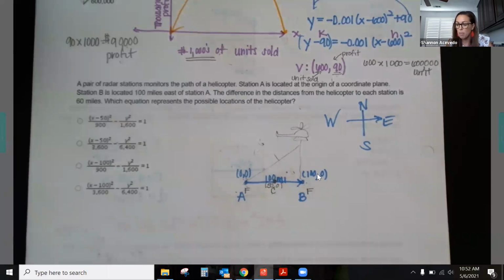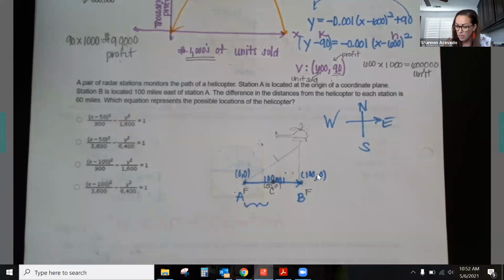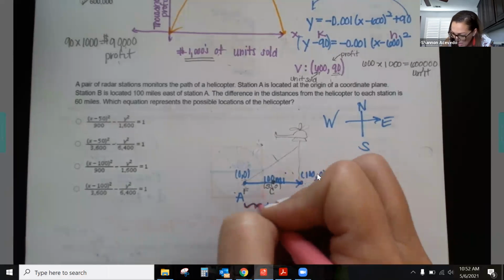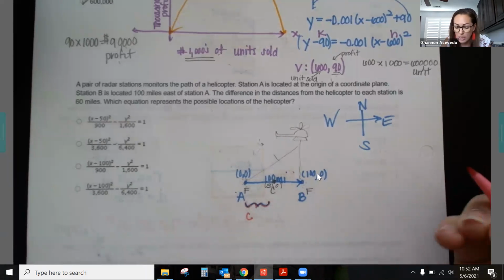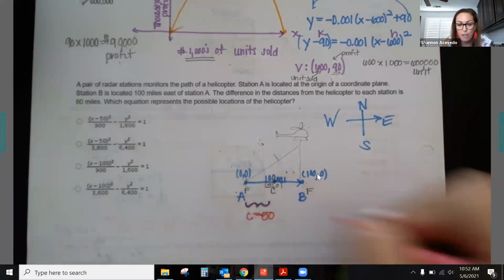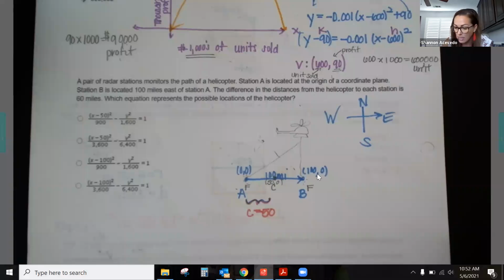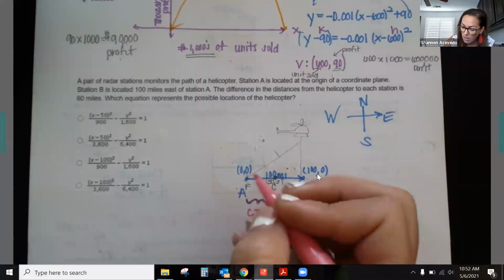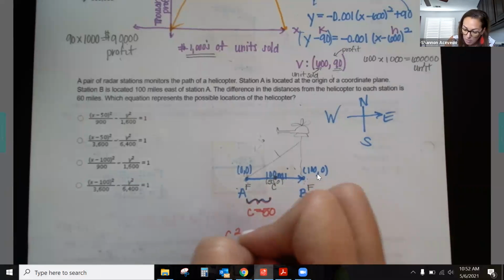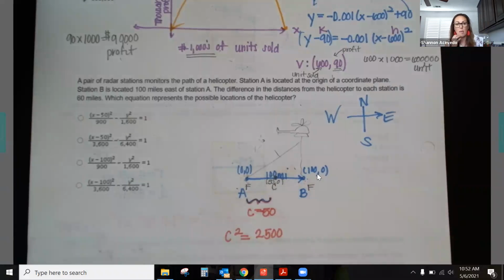Why is that important? Because this gives me my C value. So C has to be equal to 50. If C is equal to 50, then C squared has to be 2,500. Okay, why do I care about any of this?